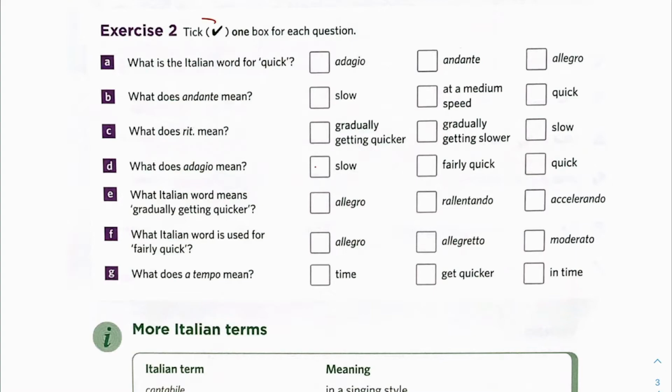Exercise 2. Tick one box for each question. Question A. What is the Italian term for quick? The answer is allegro. Question B. What does andante mean? It means at a medium speed.